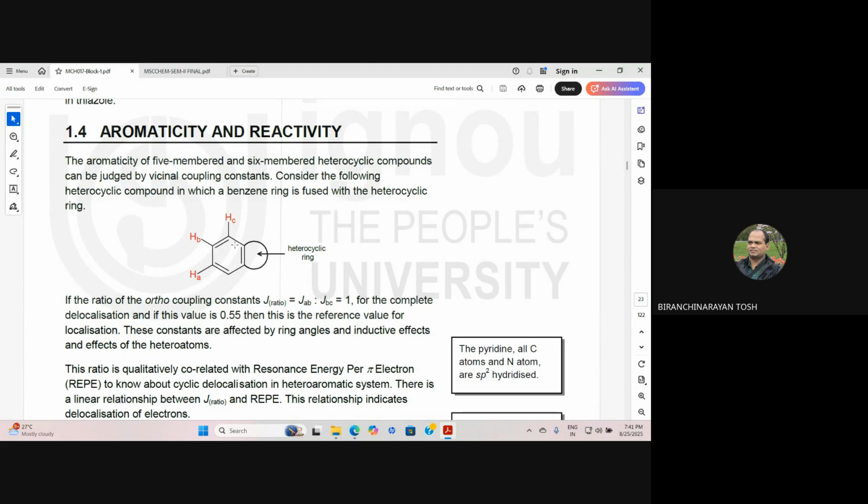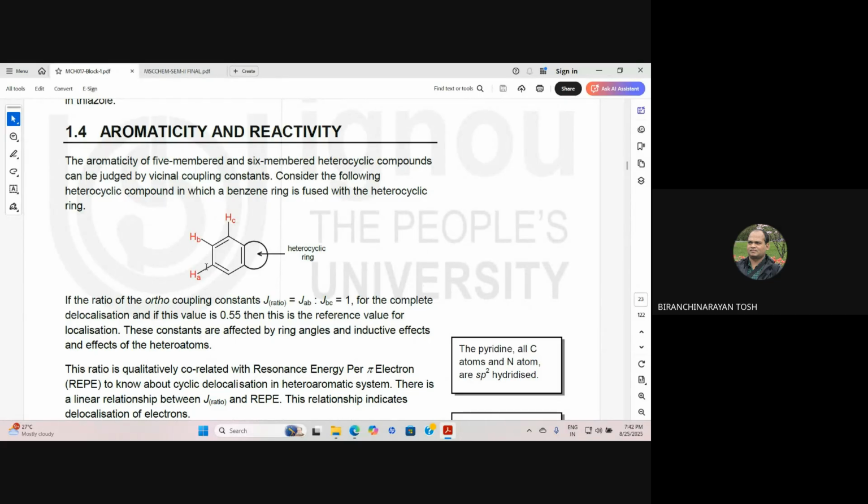So consider the following heterocyclic, this one. Whatever heterocyclic ring is there here, and this is the benzene to which the heterocyclic ring is attached. So HA, HB and HC, three types of protons are there. This is also HC, this is the same. So one is ortho, and this is meta.